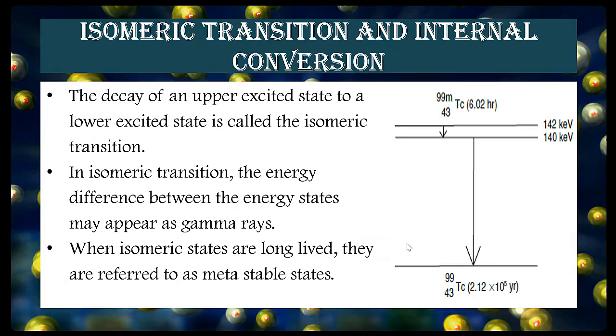Next we have isomeric transition and internal conversion. First we'll discuss isomeric transition. In isomeric transition, there will be an upper excited state element. Here you can see technetium is in the upper excited state. It will decay to form a stable one by converting to a more stable state. Metastable will be converted to stable. When the excited state stays for a longer period of time, we call it a metastable state.